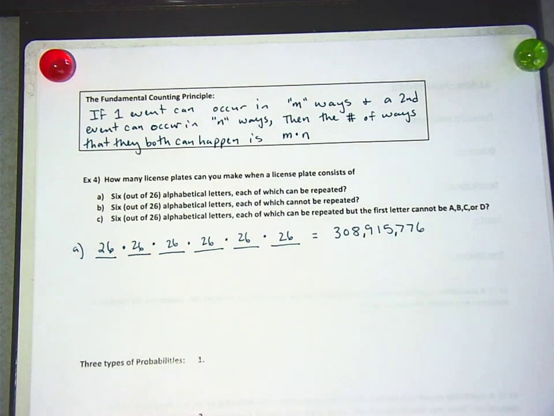So this is 308,915,776. Does anybody know how many people are in the United States? 330 million. Yep. 330 million. So will we have enough license plates for everybody?